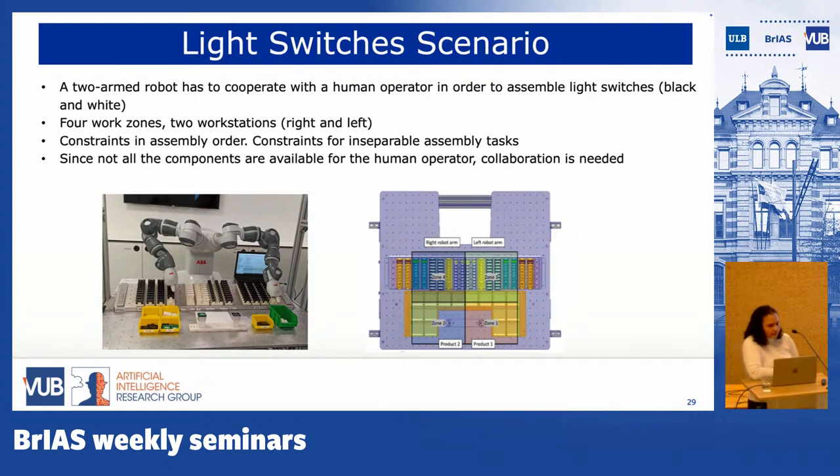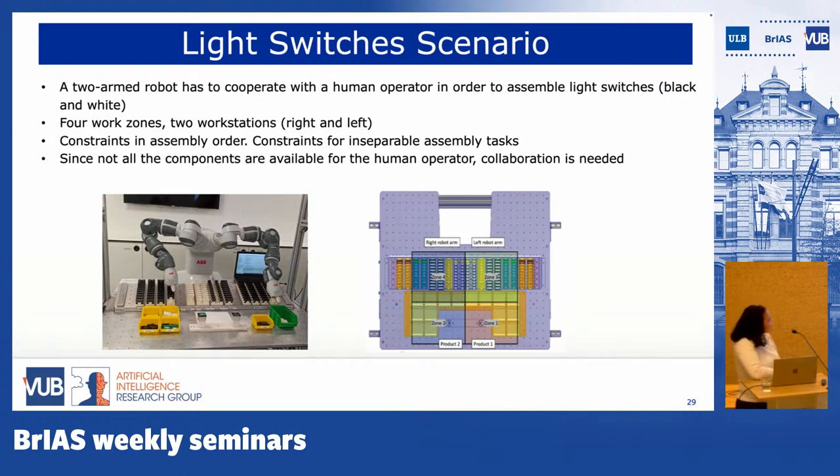Then we were recently presented with this scenario where a 2-armed robot has to cooperate with a human operator in order to assemble light switches. These light switches can be either black or white. The people in charge of the control part divided the working zone in 4, so that the 2 arms of the robot won't collide.